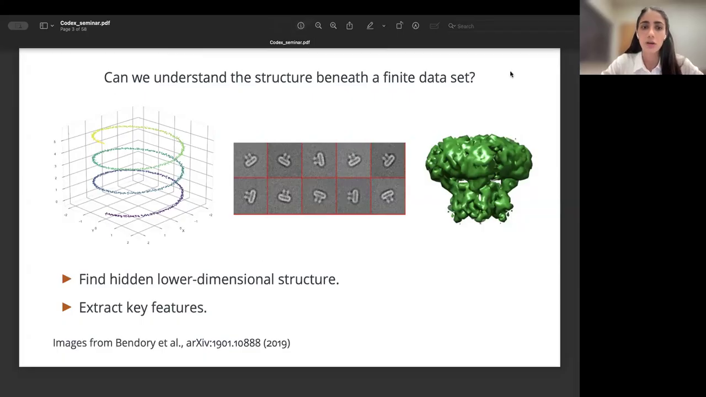And we want to do two things. We would like to understand what's the hidden lower dimensional structure in this data, and we also want to extract key features from the data so we can understand better what's going on.